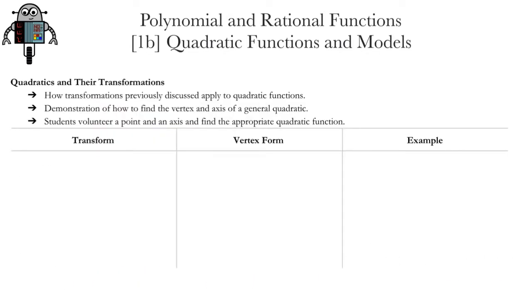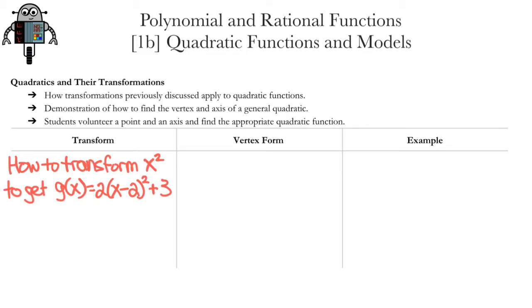We'll learn about quadratics and their transformations in three parts: the transformation, vertex form, and an example that connects the two. For the transformation, let's go over how we would transform a basic function like f of x equals x squared to get g of x equals 2 times x minus 2 squared plus 3. The first thing to note is that the function can be rewritten as g of x minus 3 equals 2 times x minus 2 squared, so that the translations can be understood in the same way, an opposite way.